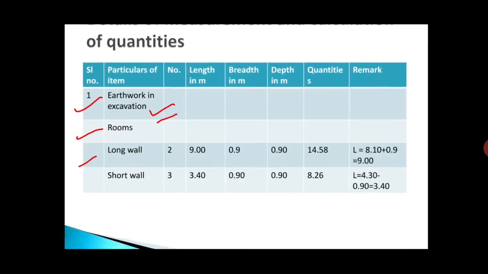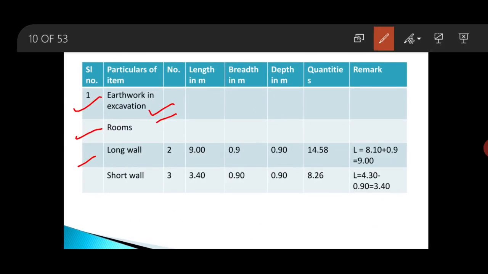Now we will move to the details of measurement form. There are two numbers of long wall. Length is equal to, write down in the remark column, 8.1 is the center to center length. With that we will add half of the width of the excavation on both sides, which is equal to 9, and breadth is 0.9, depth is 0.9. By multiplying all these 4, we will get quantity as 14.58 cubic meter.